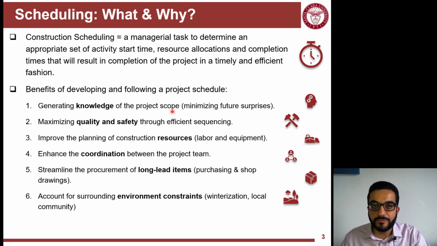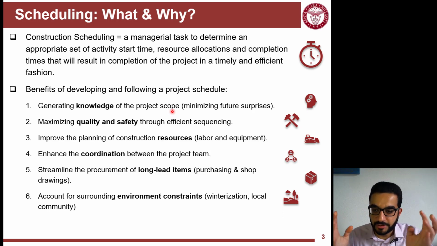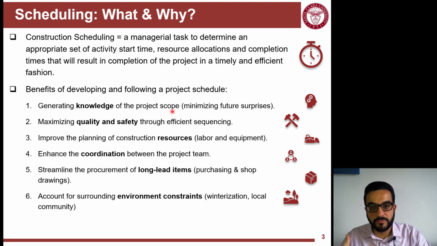Another thing is to account for environmental constraints. When you plan and schedule, and you find that you will do the shell of the building in the middle of the winter in the Midwest, let's say Illinois, Indiana, Wisconsin, it's very cold. You can't do that type of work in the winter. So you can predict that and change the logic so you can do that shell work ahead of the winter, so in the winter you can work inside.